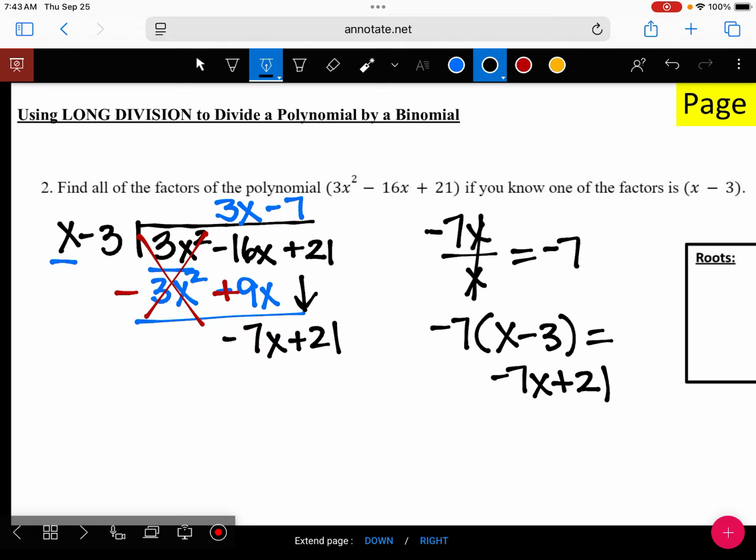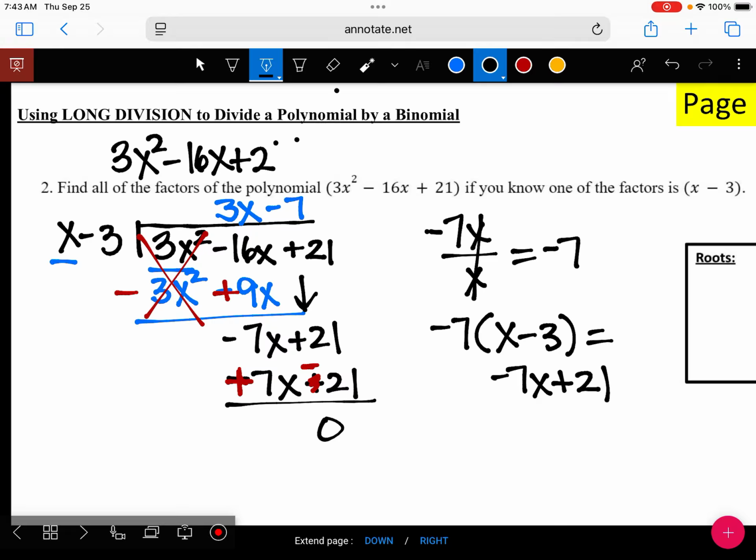Slide that over. And you have to flip the sign. So this becomes a positive and this becomes a negative. So my remainder is 0. So my factors, what we just figured out is that 3x squared minus 16x plus 21 is equal to x minus 3 times 3x minus 7.